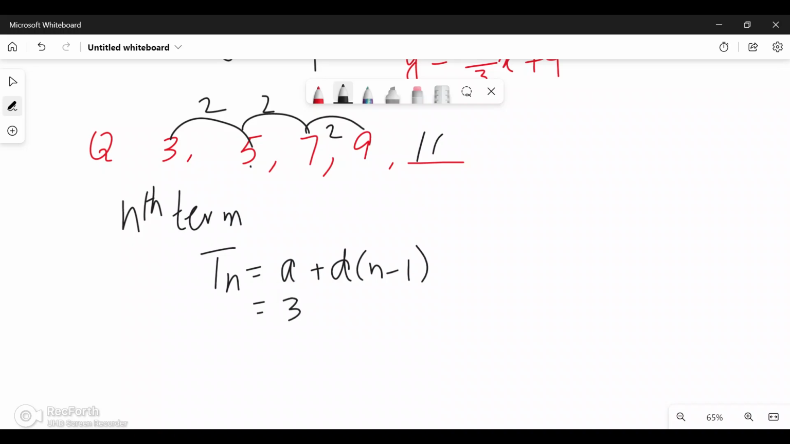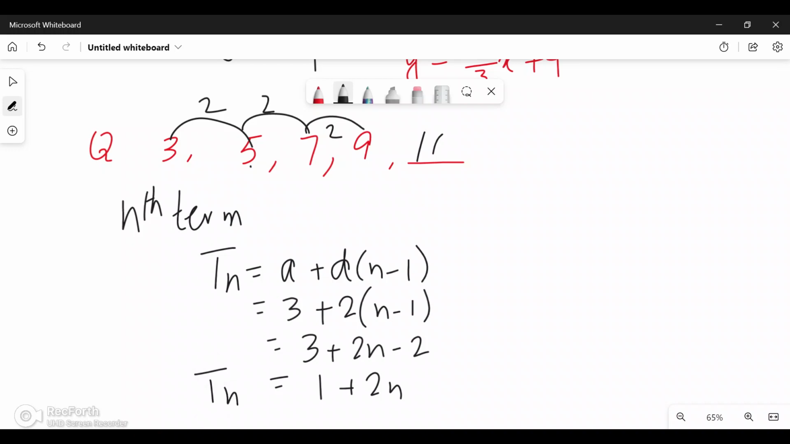Now you're finding the nth term. Tn is called the nth term of the sequence. A is always the first term of the sequence, that is 3. Difference in this sequence is positive 2, into n minus 1 as it is. So 3 plus 2n minus 2, opening the bracket. And now simplify 3 minus 2, you will get 1 plus 2n. This is the general form of the above sequence. In this way, now you can find any missing term by using this nth term of this sequence.